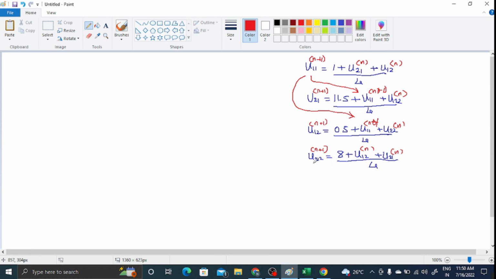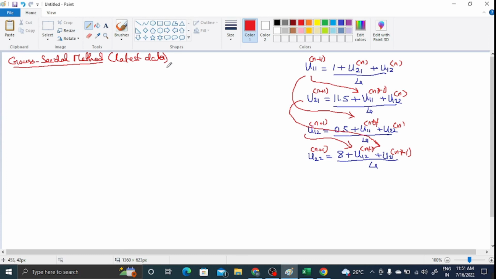Now what about u22? For u22, u12 is available, and u21 is also available. So you can write it as n plus 1 and n plus 1. So please note, in the Gauss-Seidel method, we have to use the latest data. Whether it is from the current iteration or the previous iteration is not important. Whatever the latest data available is, that we have to use. Is it clear, all of you?